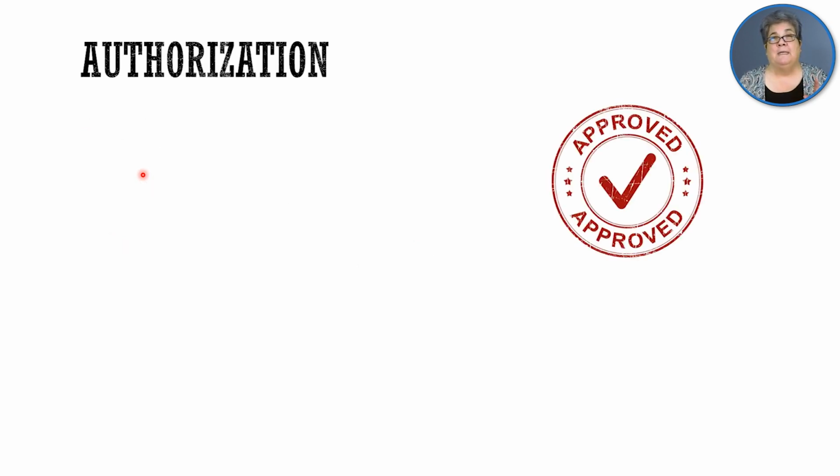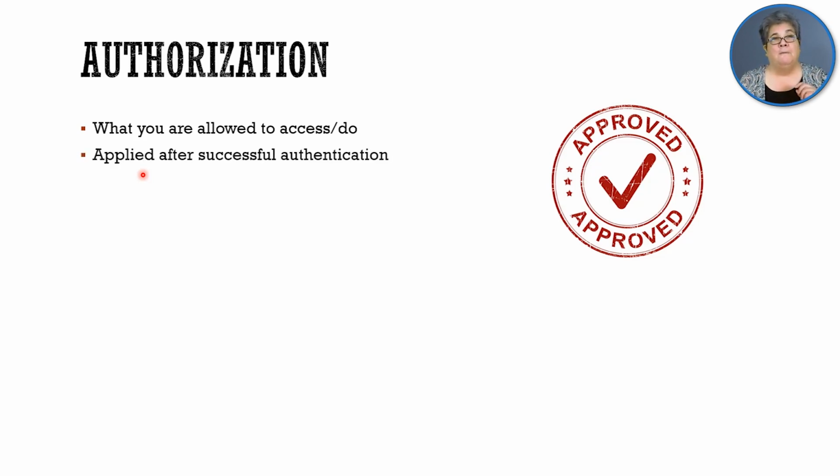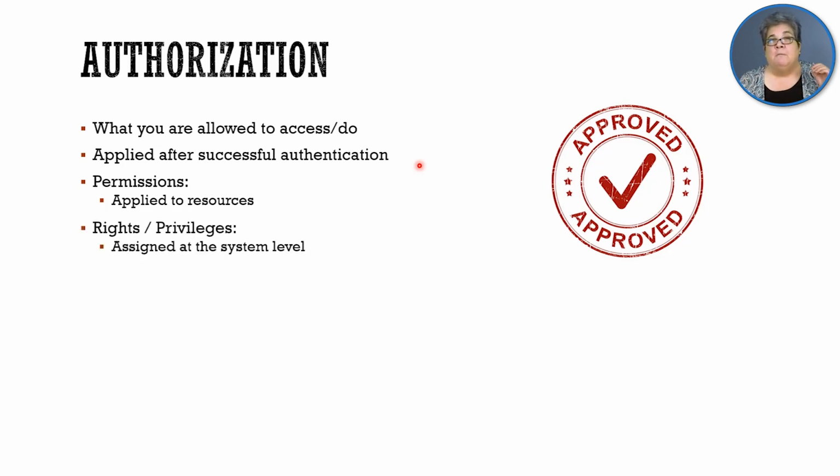Once we've authenticated someone, we have the concept of authorization. You are now allowed to do something. You got to prove your identity first, and now what can you do? It is applied after someone successfully authenticates. We would apply permissions to resources, folders, files, databases, email, a computer. We would assign rights and privileges. We would assign those at a system level.